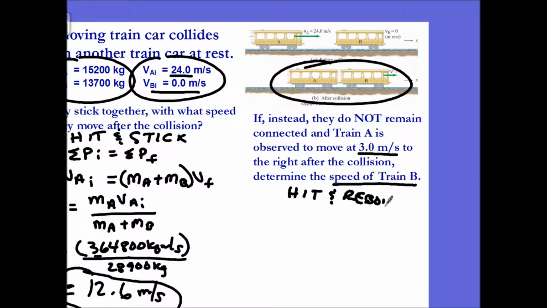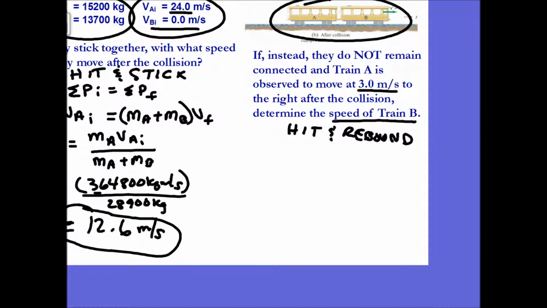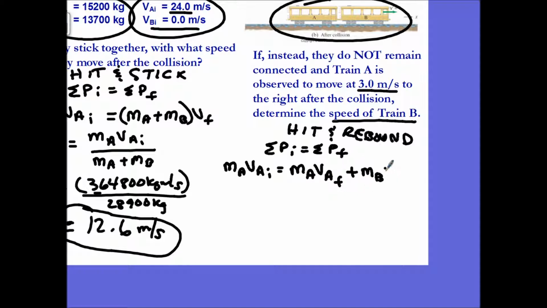So the equation becomes a little bit harder to write because we have two objects moving after the collision. I'm still going to start with the total momentum to begin with is equal to the total momentum afterwards. I still only have one object moving in the beginning. That's MAVA initial. But afterwards, I have two objects moving, so I have to write the variables for each object separately. So I'm going to write MAVA final plus MBVB final. And what I'm looking for here is VB final.